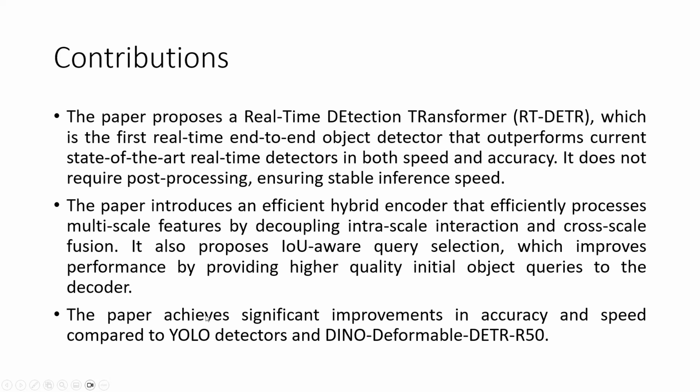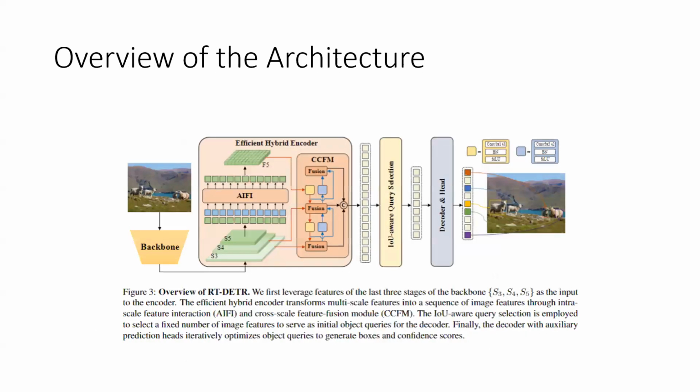And it also achieves accuracy improvements and speed improvements compared to YOLO detectors and DINO-Deformable DETR for ResNet 50. For DINO-Deformable, it beats it in accuracy and of course speed, and for YOLO, it beats it in speed by a high margin. So this is the overview of the architecture.